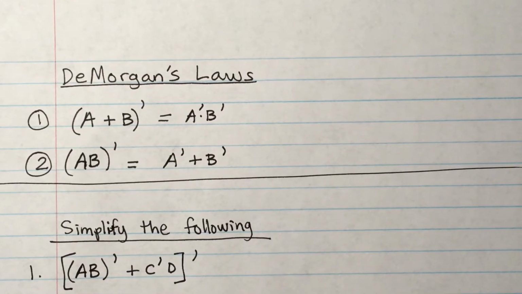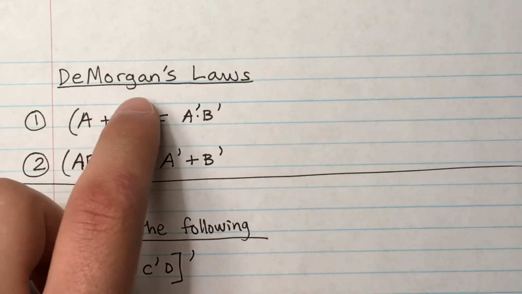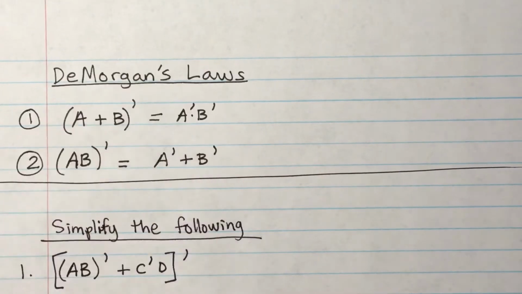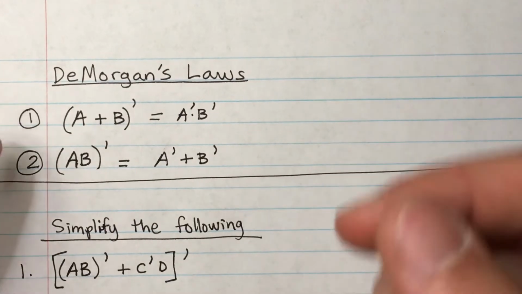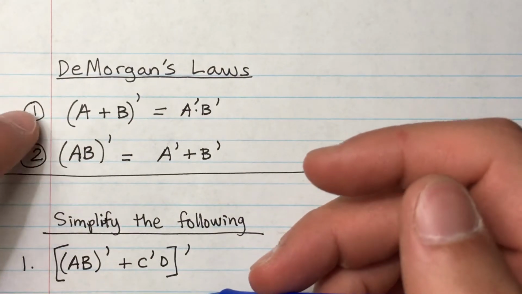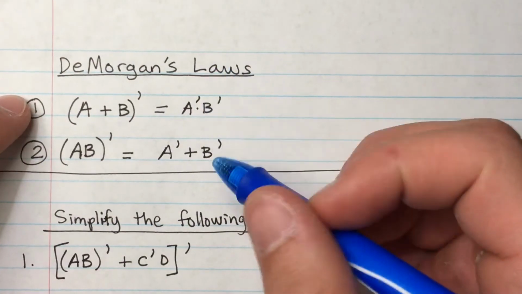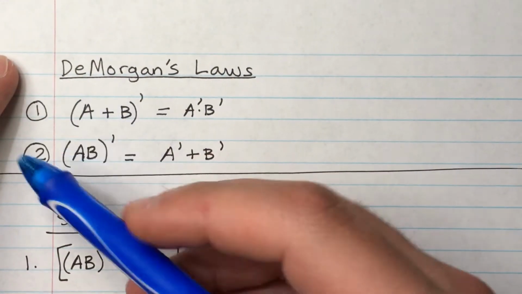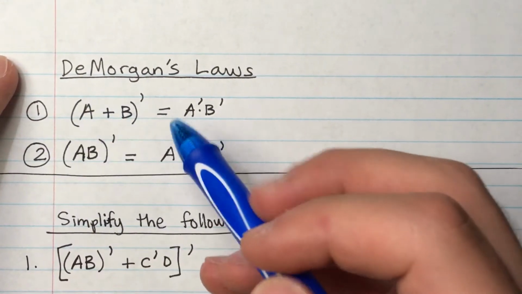Hey everybody, in this video we're going to be looking at DeMorgan's laws as a tool to help us simplify much more complex logical expressions. To begin with, these are pretty much DeMorgan's laws. There are two of them, okay? They're not the same, although they look very similar.